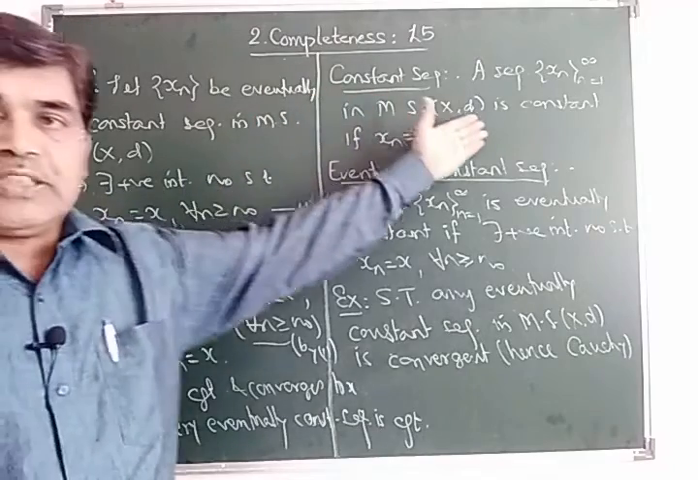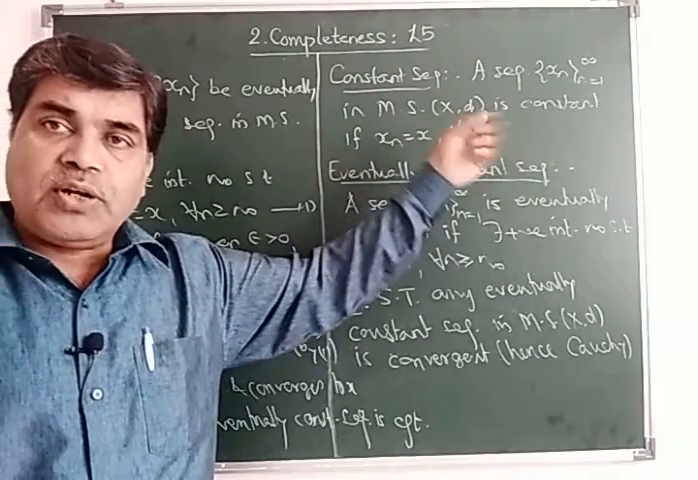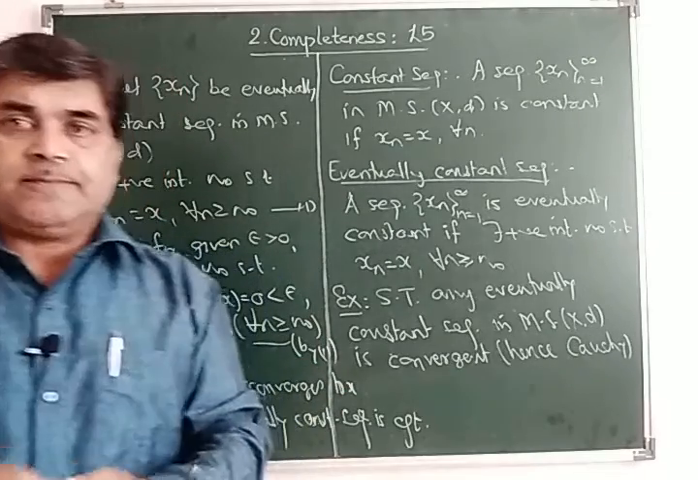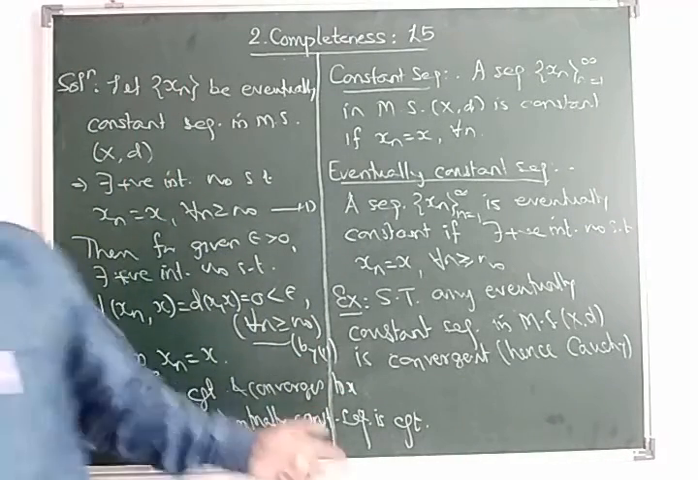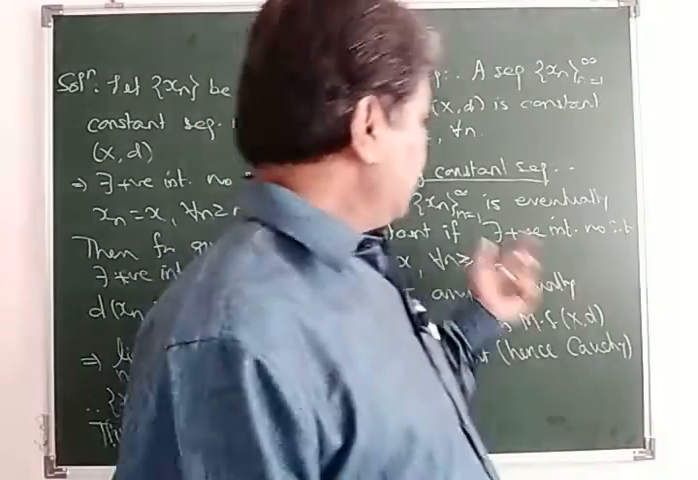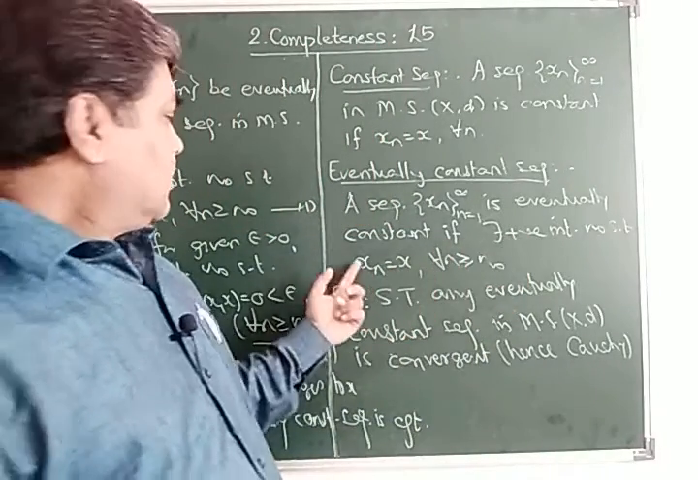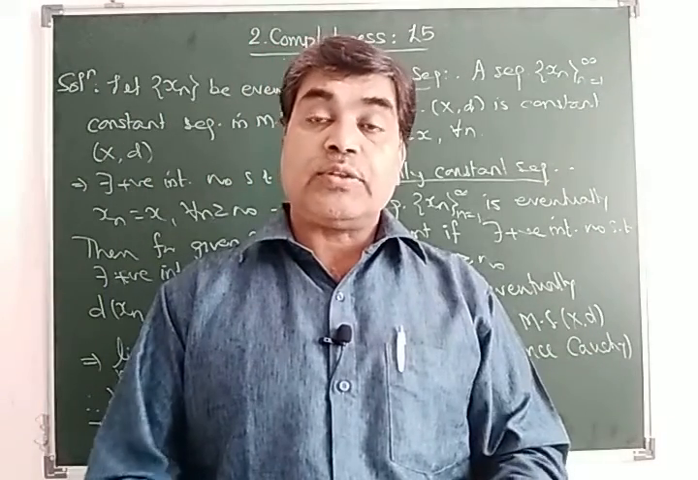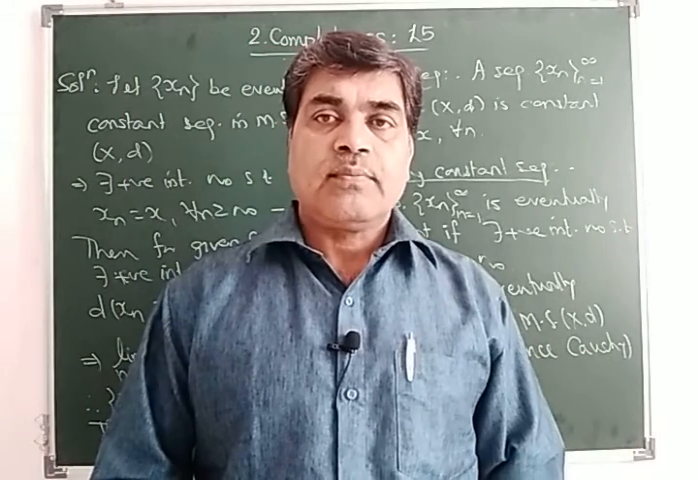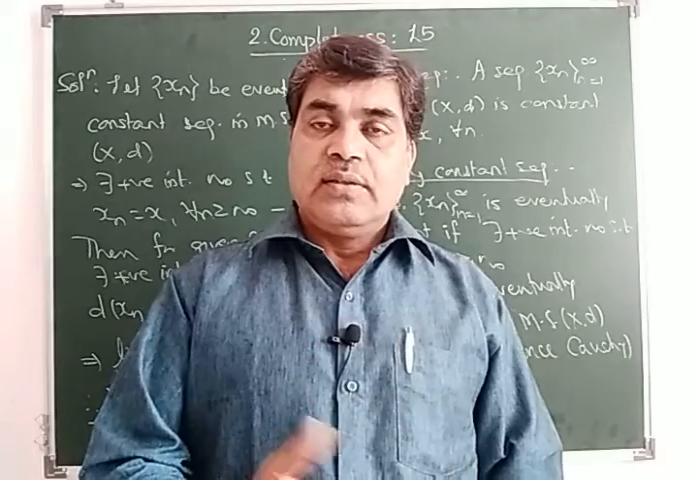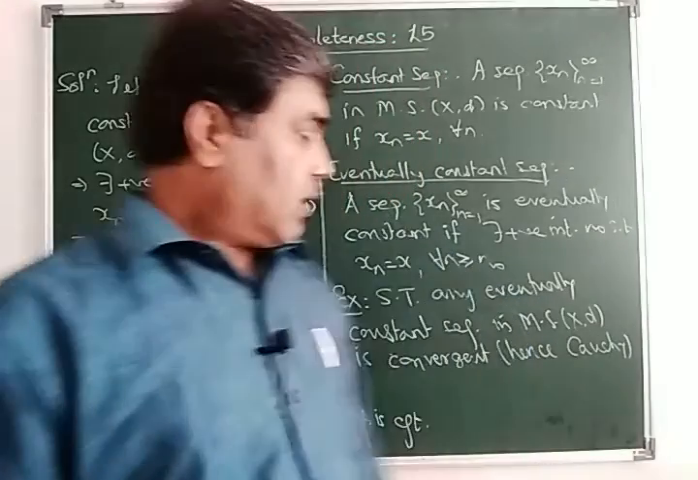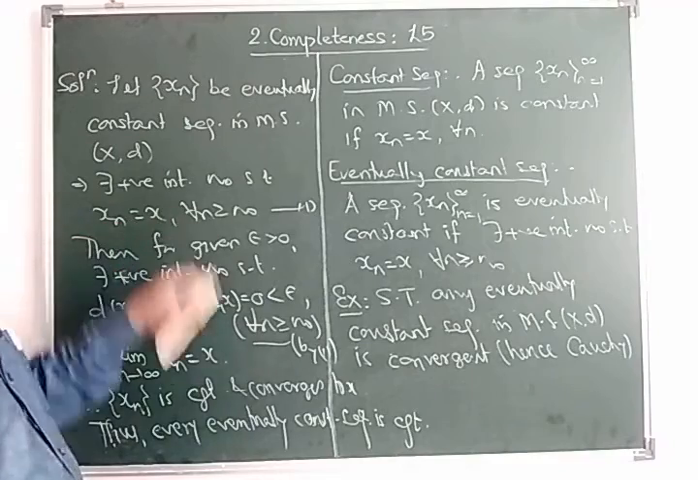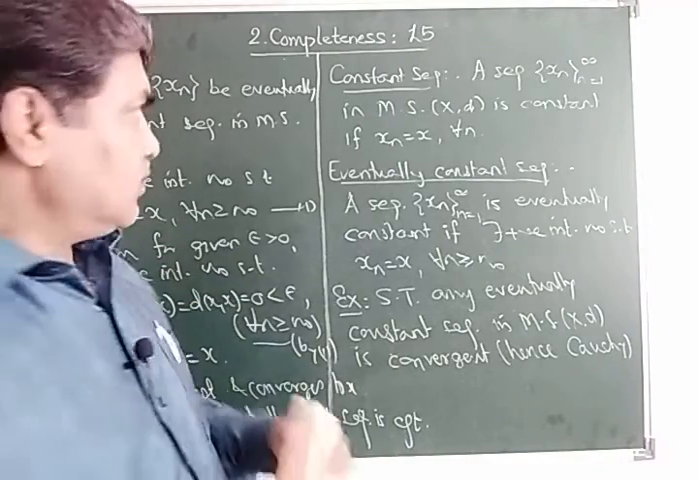Constant sequence must be convergent because xn is equal to x for all n, from the first term x. That type of sequence is known as constant sequence. So for n naught equal to 1, d of (x, x) is 0, less than epsilon, whatever choice of epsilon may be. Means that n naught equal to 1 works there. And in the case of an eventually constant sequence, that n naught, after which all terms are the same, works.